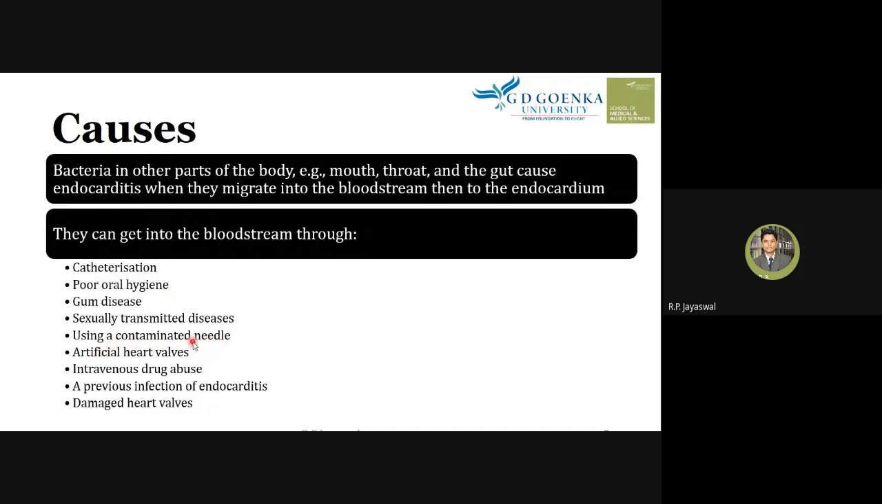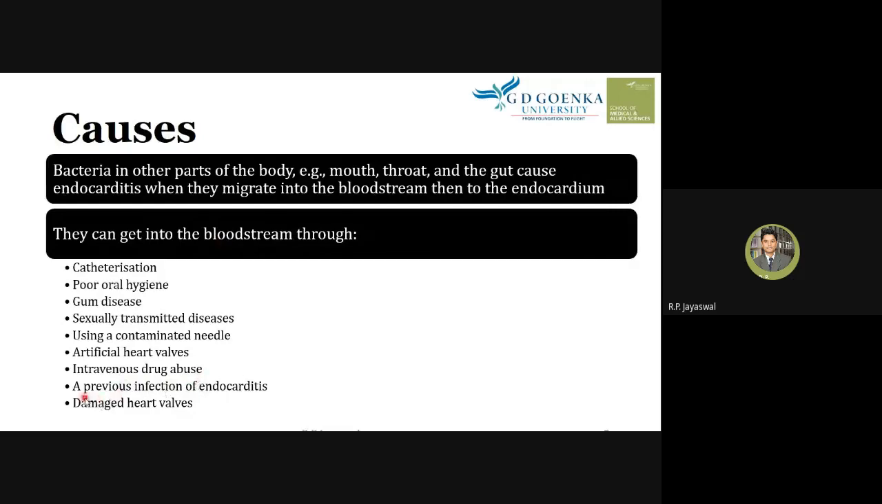Like when you go for taking an injection or getting tattoos or piercings. In such processes also, the bacteria present on the needle get into the bloodstream. Also when we get artificial heart valves, and in intravenous drug abuse, the addicted person reuses the syringe and needle many times, and also shares the syringe and needles with other persons. So there are chances of infection, and the bacteria directly get into the bloodstream.